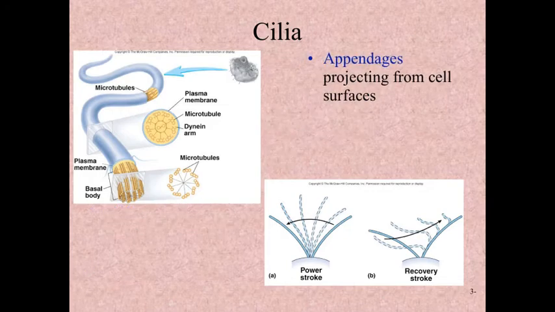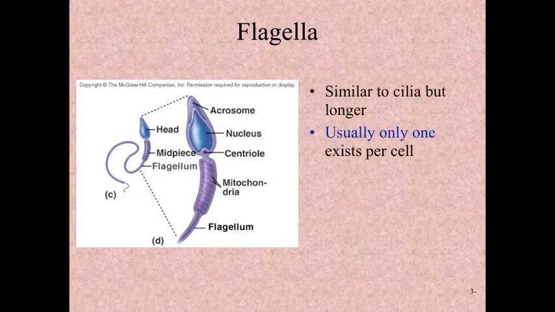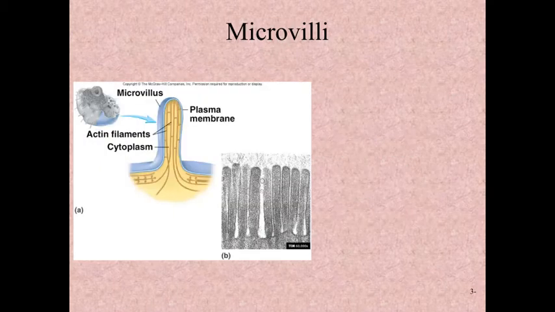An example of a very specialized type of cilia might be the flagella on the end of a spermatozoa cell. So the flagella, the long tail-like component of a sperm cell, would be an example of a single cilia. Structurally, they're the same, and they can whip back and forth and propel the cell forward. The next structure is a microvilli.